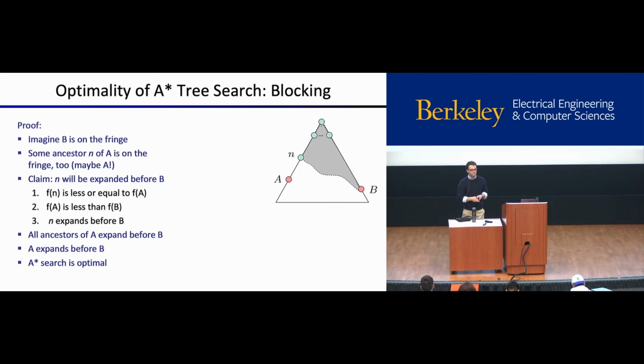Yes? When do we ever dequeue something from the fringe? When it's the lowest of whatever our expansion criteria is. So if we're doing uniform cost search, it's the one with the lowest cost. If we're doing greedy best first search, it's the one with the lowest heuristic. And if we're doing A star, we have to do the lowest F score.